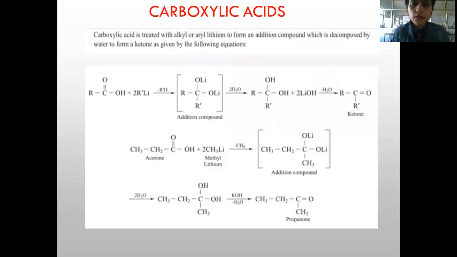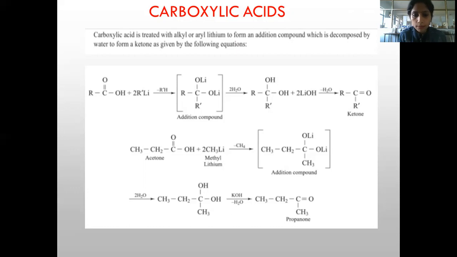Okay. Now the next one is from carboxylic acid. What happens is that carboxylic acid is treated with alkyl or aryl lithium to form an addition compound. So the intermediate is an addition compound, which then further decomposes to form a ketone. How it is done, you see the mechanism. First the acid reacts with methyl lithium, for example, and then there is an addition product which is formed.